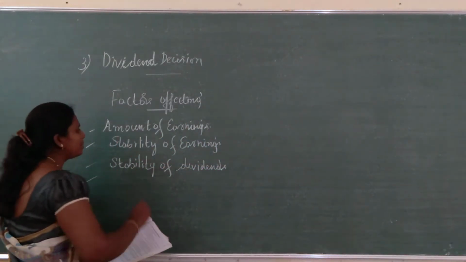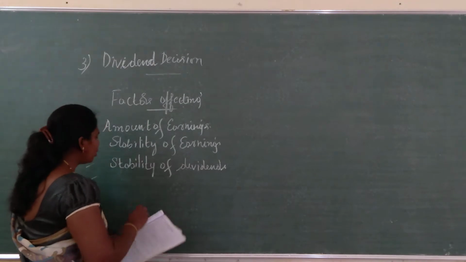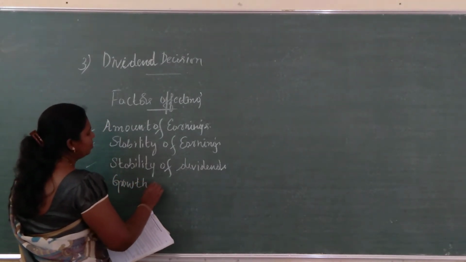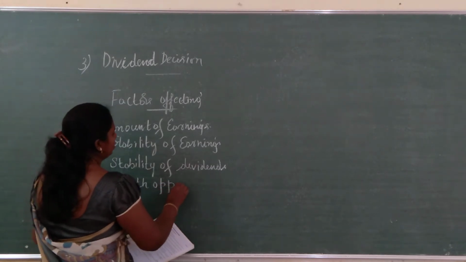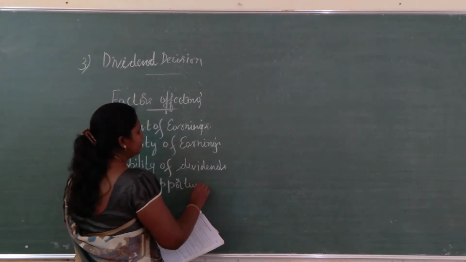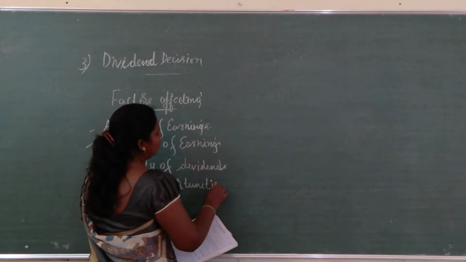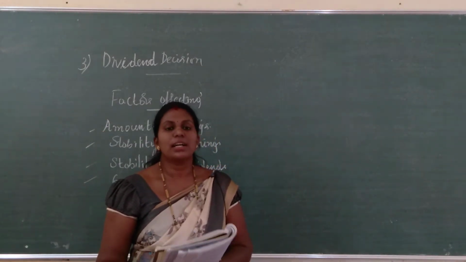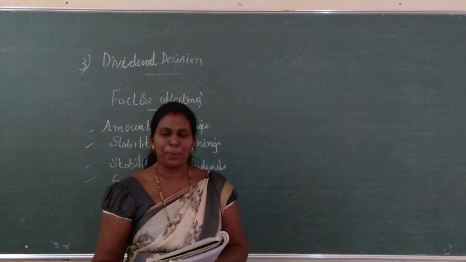Next is stability of dividends. Next, the fourth one is growth opportunities. See, what is this growth opportunities? Companies having good growth opportunities.